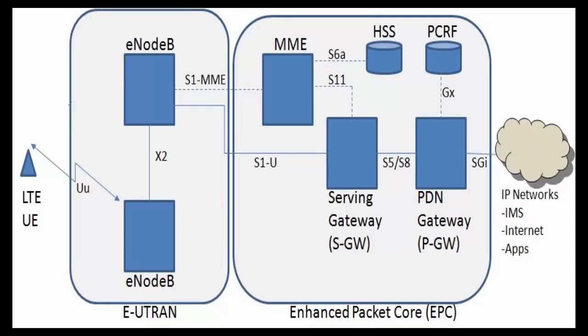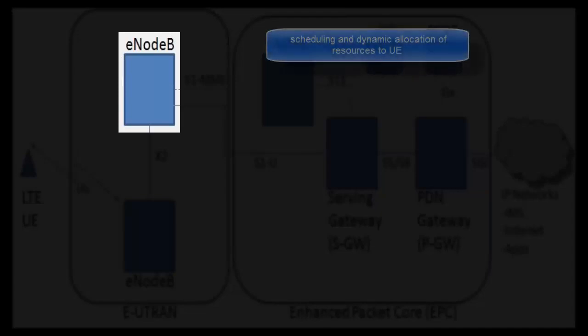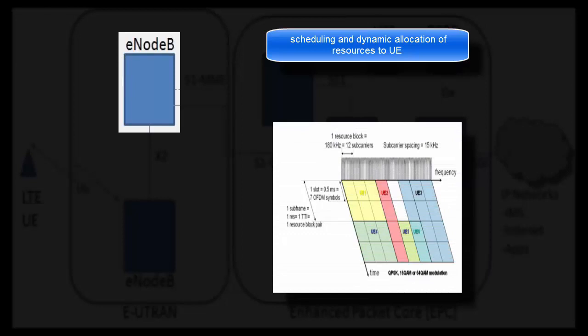Now let's talk about functionalities of eNode B. First, scheduling and dynamic allocation of resources to UEs in both uplink and downlink direction. Let's understand it. eNode B does it by scheduling and allocating the resources to UEs at every 1 millisecond TTI. So eNode B runs its scheduling algorithm after every 1 millisecond, and based on channel or radio conditions, it allocates air interface resources to the UEs that are connected to this eNode B.